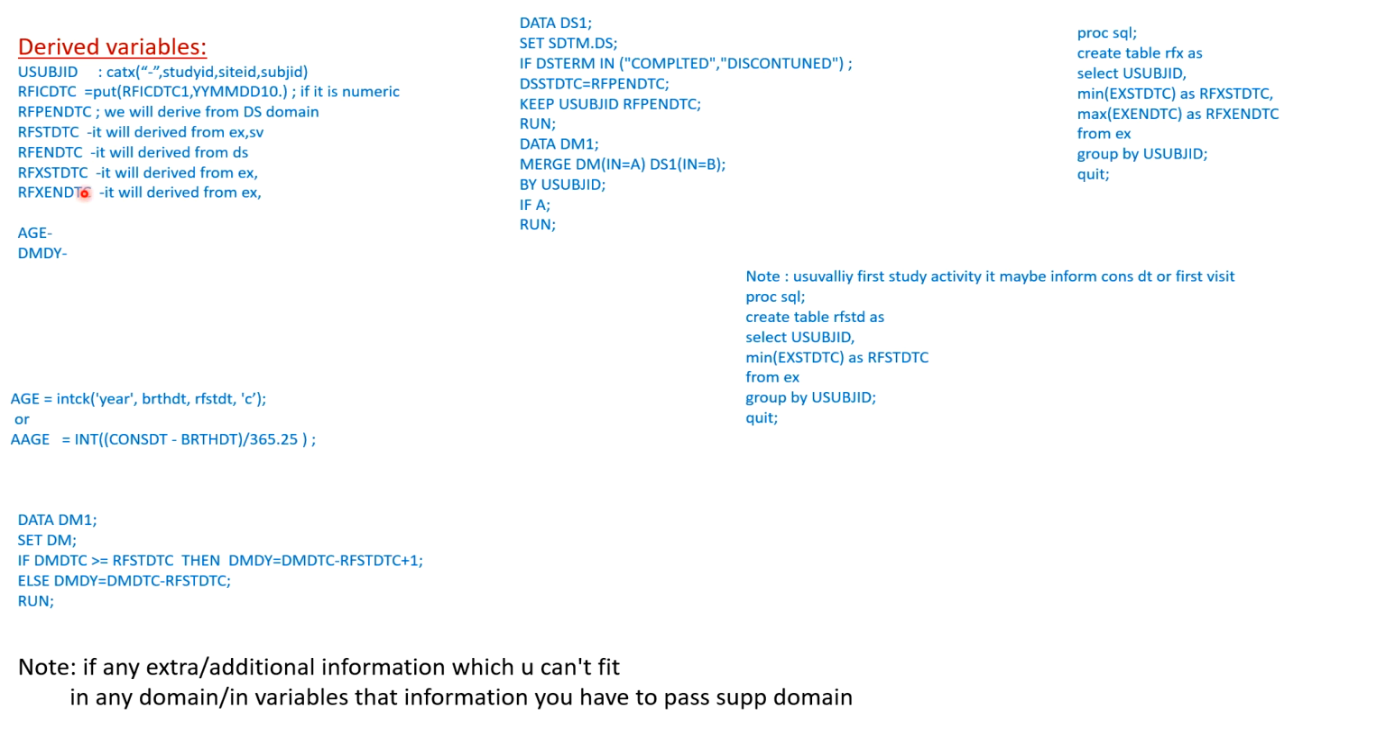Okay, so here we'll see how RFPENDTC is derived. RFPENDTC is nothing but end of participation. The end of participation details are available in the DS domain. So in this way we'll derive it: if DSTERM is completed or discontinued, then DSSTDTC will be assigned into RFPENDTC. Okay, then we keep USUBJID and RFPENDTC. Then we will merge with the main domain by USUBJID.